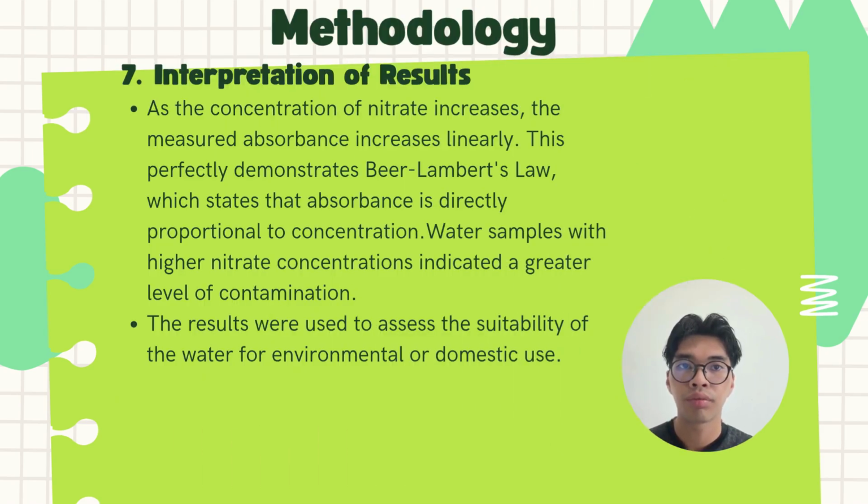Interpretation of result. As the concentration of nitrate increases, the measured absorbance increases linearly. This perfectly demonstrates Beer-Lambert's law, which states that absorbance is directly proportional to concentration. Water samples with higher nitrate concentration indicated a greater level of contamination. The results were used to assess the suitability of the water for environmental or domestic use.